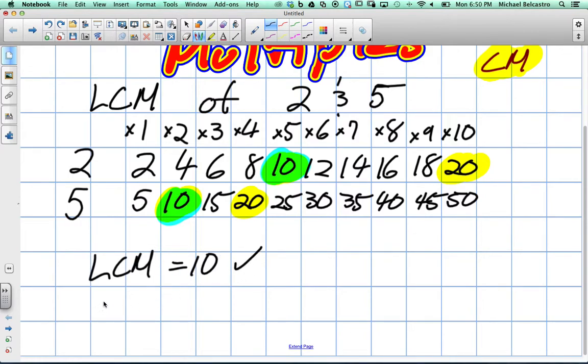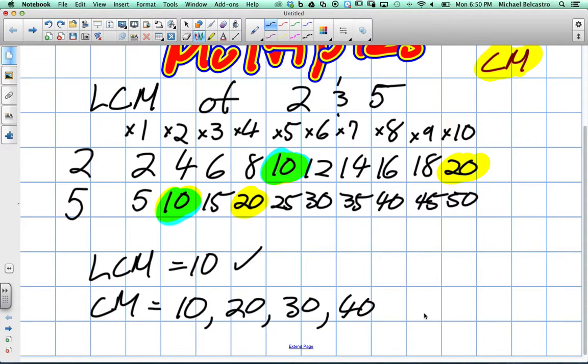We got it. Common multiples. Let's see if we can figure out a pattern between these two numbers. What's a common multiple? We got 10. What else do we get? 20. What do you think the next one might be? 30. And then 40. So it just keeps going and going. We can almost list our common multiples all the way through.